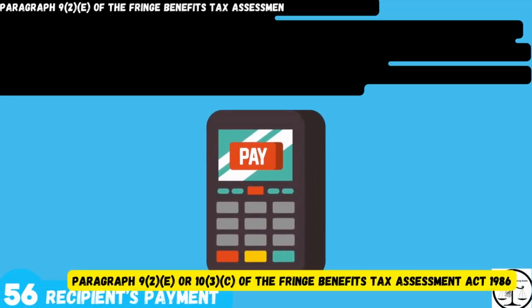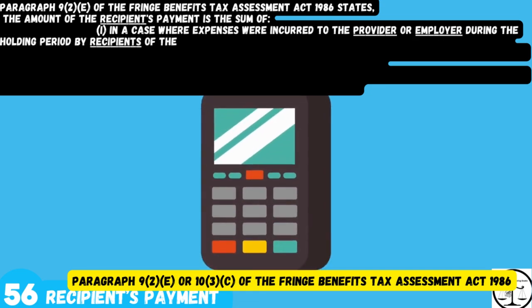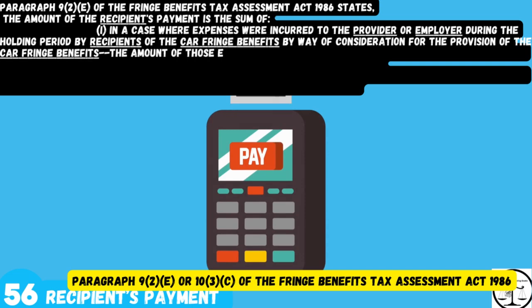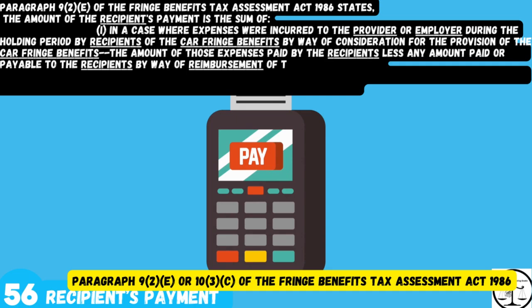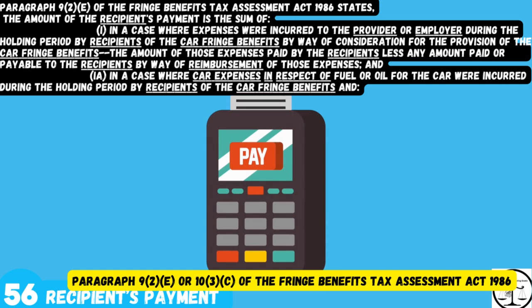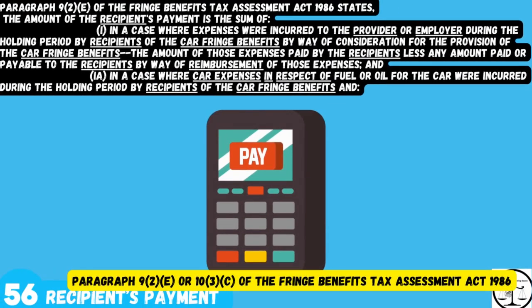Paragraph 9(2)(e) of the Fringe Benefits Tax Assessment Act 1986 states: the amount of the recipient's payment is the sum of I. In a case where expenses were incurred to the provider or employer during the holding period by recipients of the car fringe benefits by way of consideration for the provision of the car fringe benefits, the amount of those expenses paid by the recipients less any amount paid or payable to the recipients by way of reimbursement of those expenses.